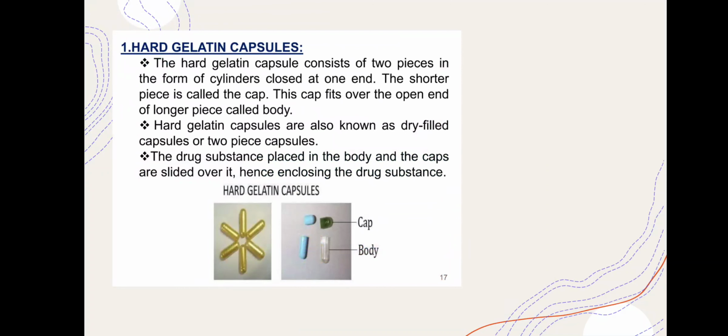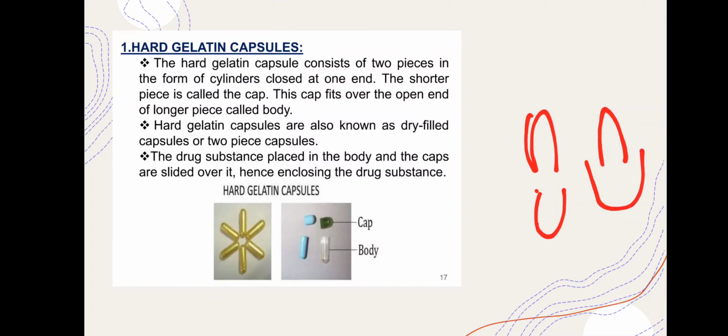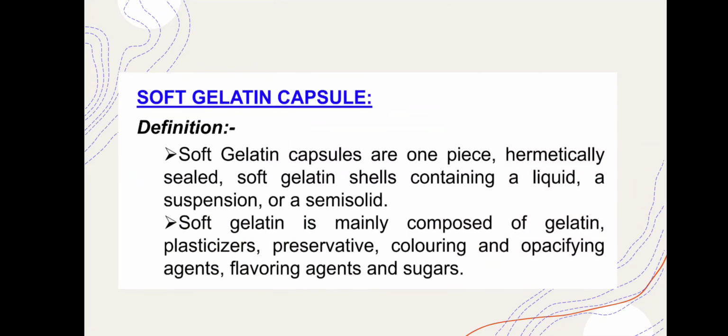Hard gelatin capsules consist of two pieces in the form of cylinders closed at one end, fitting over one another. The shorter piece is called the cap, the one on top. The longer piece is called the body. The hard gelatin capsule is also called a dry filled capsule. The drug substance is placed in the body and the cap is slid over it, thereby enclosing the drug substance. Simple. The main drug is stored in the body, and the body is closed with the cap.